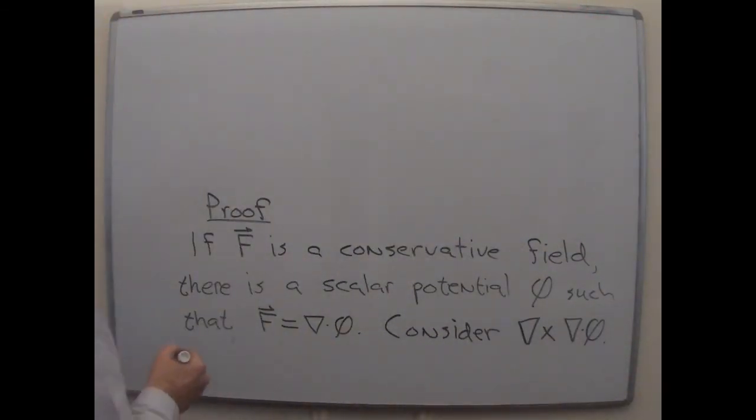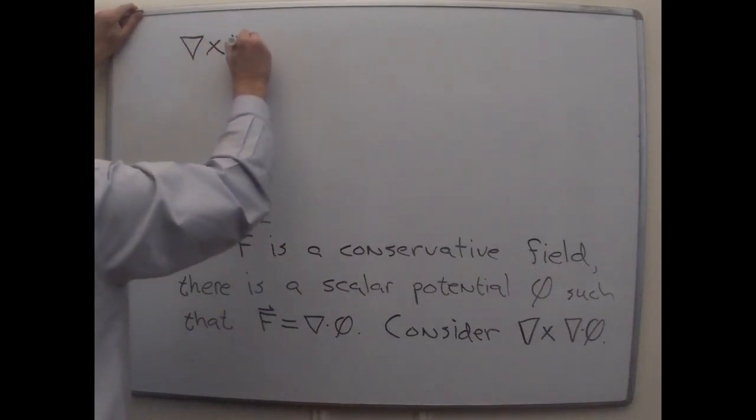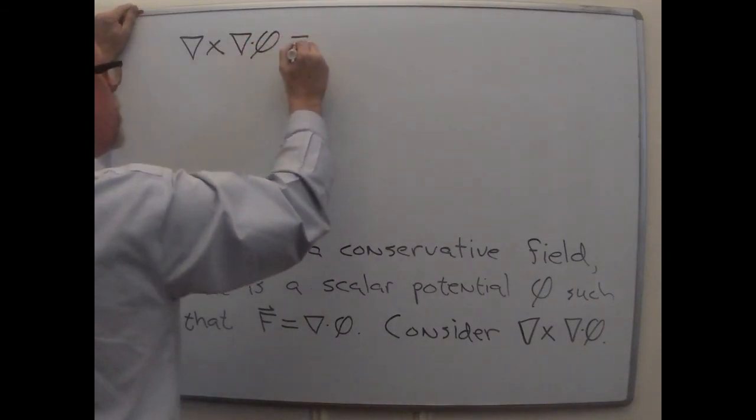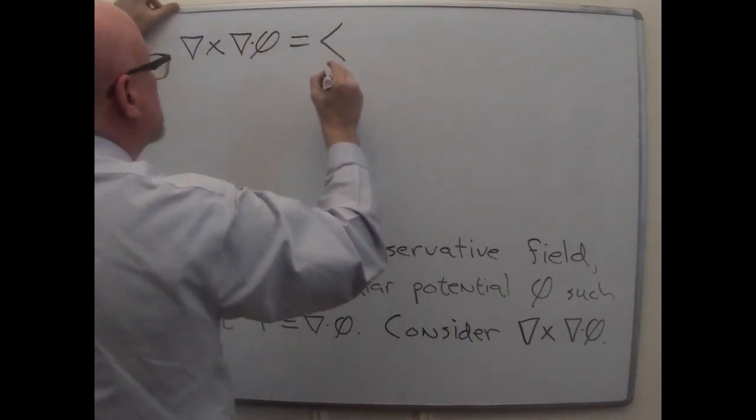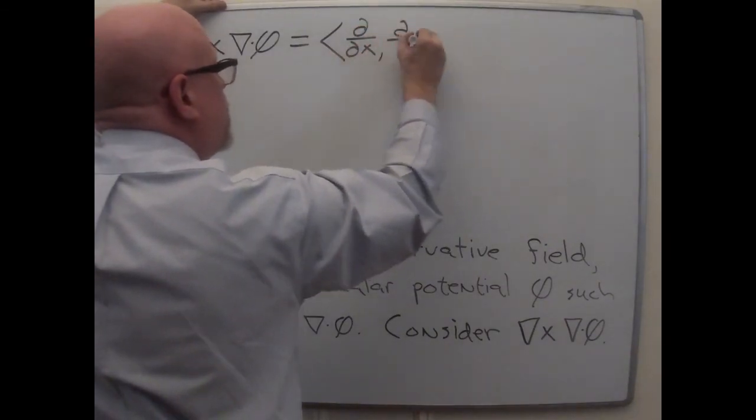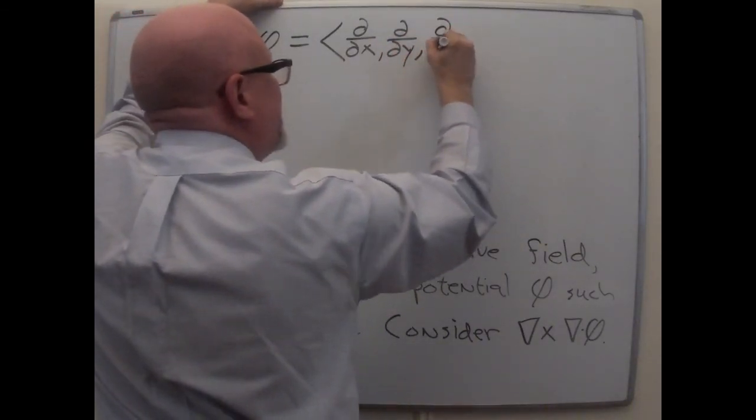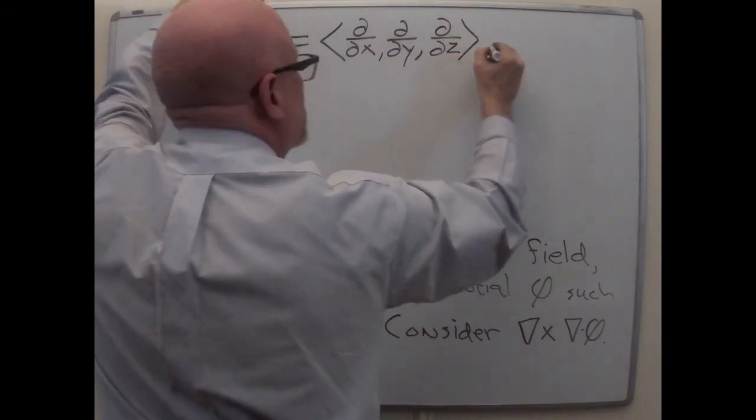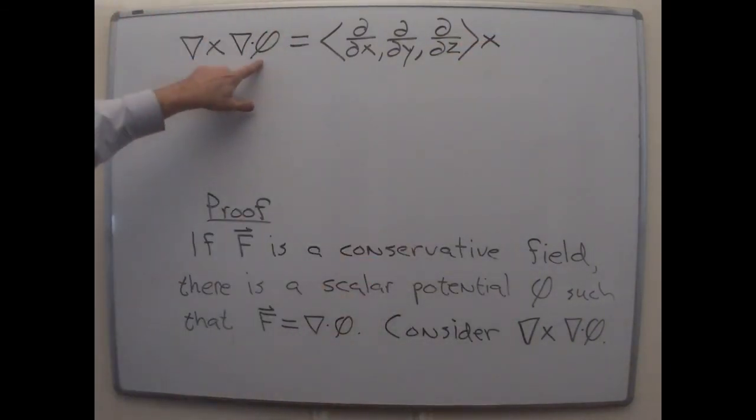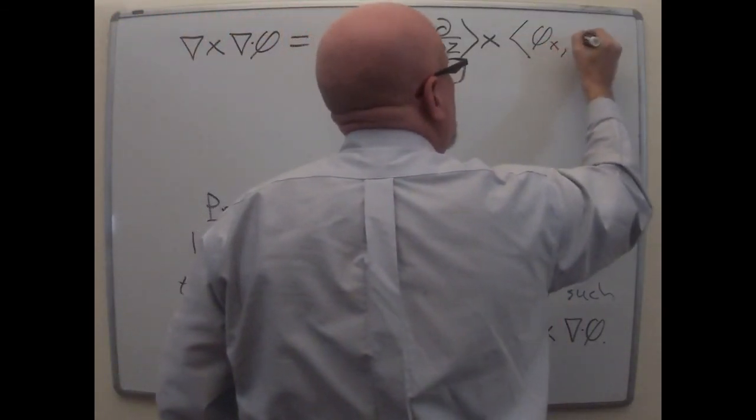Well, del crossed with del phi is equal to, let's just set it up. It's the partial derivatives in that vector. I'm just writing out what del is. I forgot to use my shorthand again. Oh well. Crossed with, when we take the gradient of the scalar function, we get a vector whose components are the x, y, and z partials of phi. So you get phi sub x, phi sub y, and phi sub z.